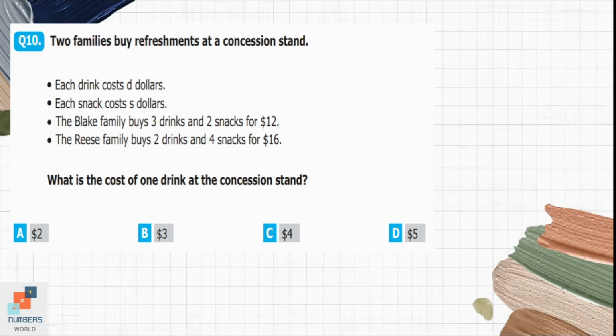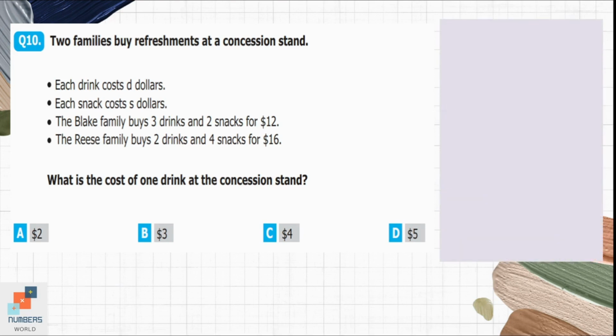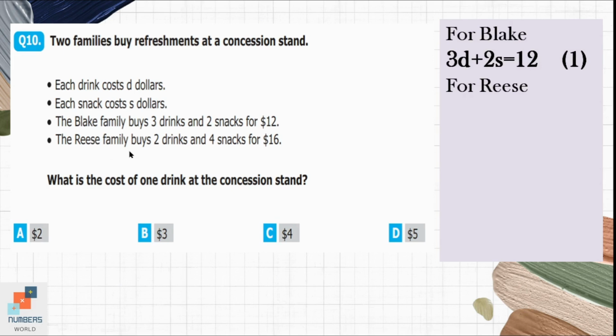So drinks are represented by D and S is representing the snacks. As Blake family bought 3 drinks and 2 snacks for $12, so we will write our first equation like this. For Reese, the equation is 2d plus 4s is equal to 16. Now we have to find out the values of the missing variables.